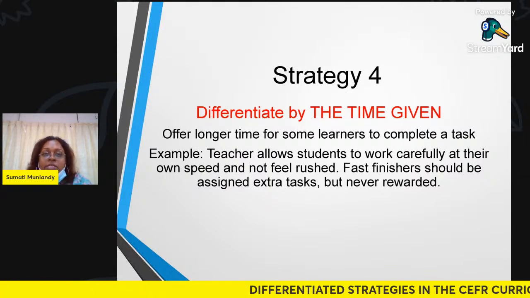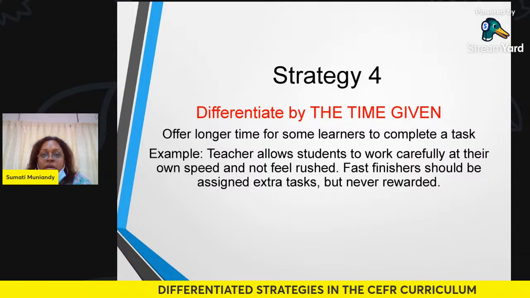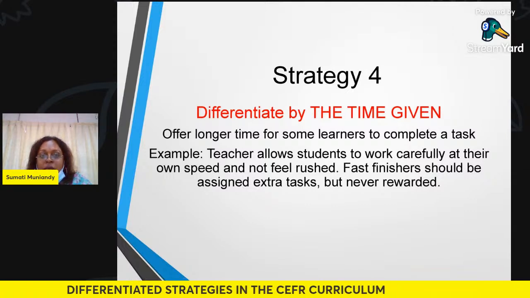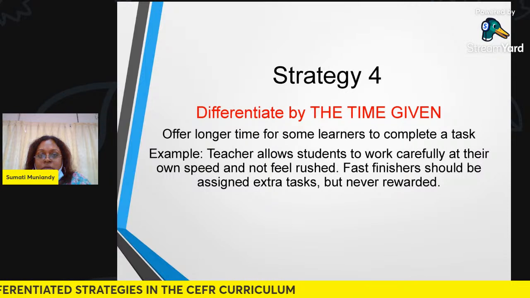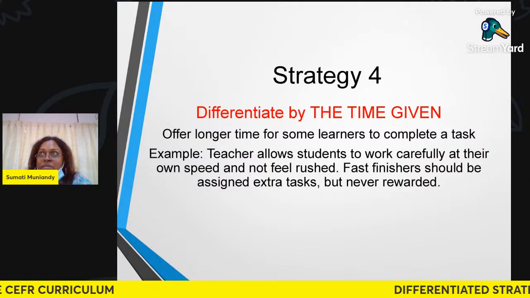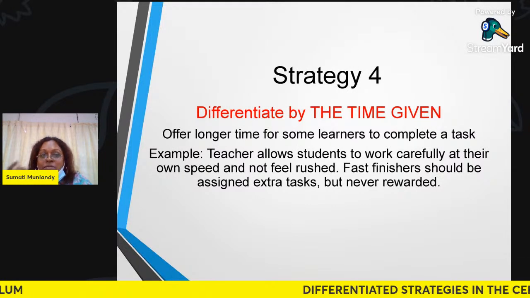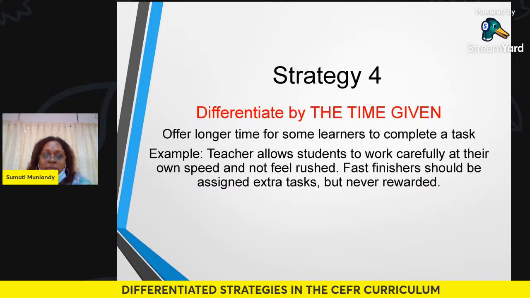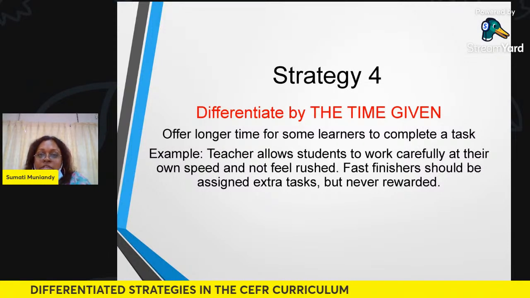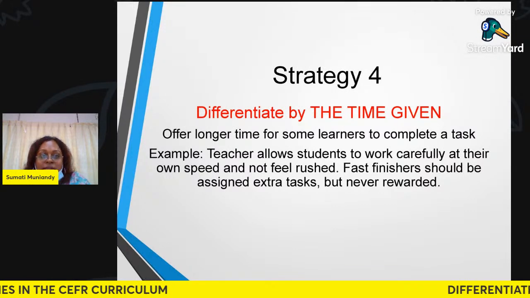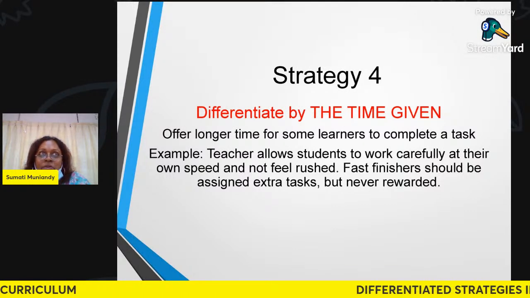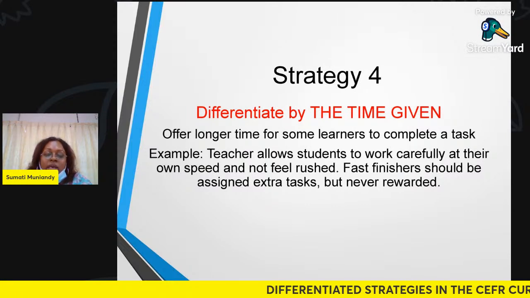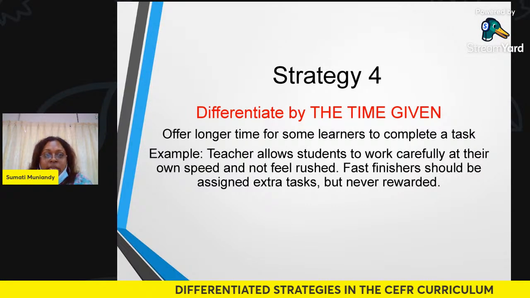We reflect our teaching. Yeah, the teacher allows students to work carefully at their own speed and not feel rushed. Give more time. That's why the notion of CEFR, where we test the students based on the can-do statements. Fast finishers should be assigned extra tasks but never rewarded. Okay, I mean, rewarding is good, but not every time. It has to be done moderately.